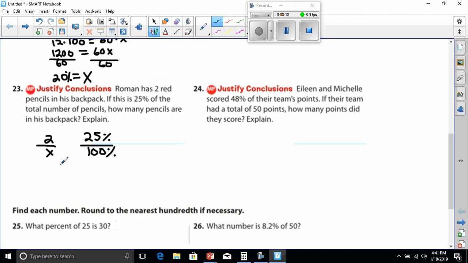Well, 2 times 100 has to equal 25x. Well, we know that 2 times 100 is 200. And now we have to go ahead and get 25 away from x, which means it's time to divide. Whatever I divide from one side, I'm going to divide from the other side. And 200 divided by 25 is 8. So that means he has 8 pencils in his backpack.